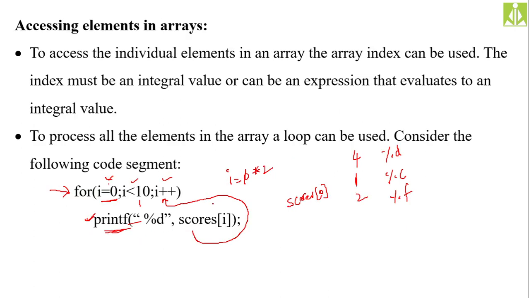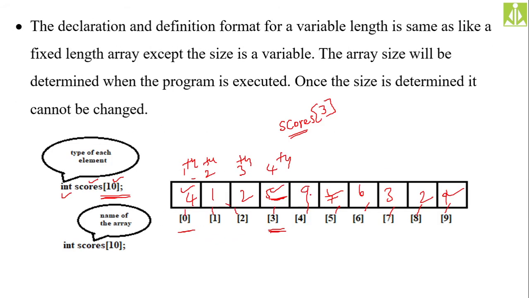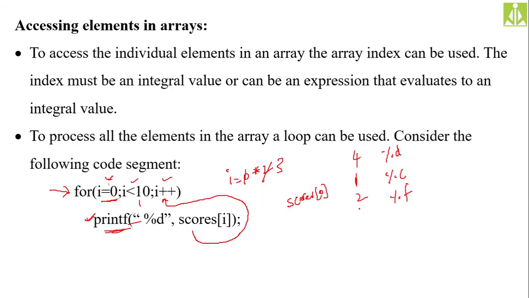Then again it will go to the i++ and increment the i value. So i value this time will become 3. Then again 3 will be tested with 10, and it is true. So it will print scores of 3. What is scores of 3? Scores of 3 is 5. So it will print 5. So likewise it will print all the elements.